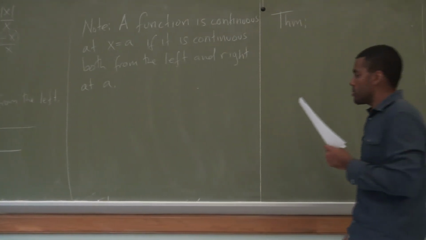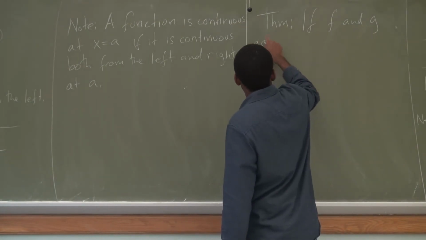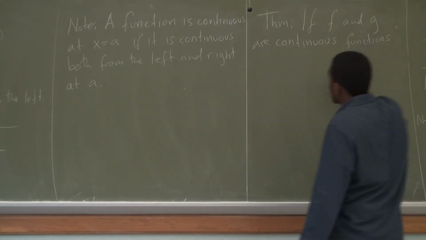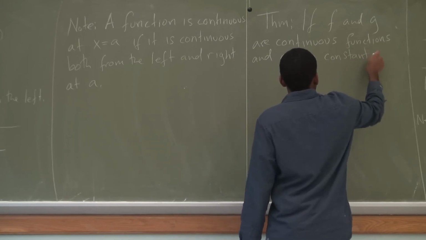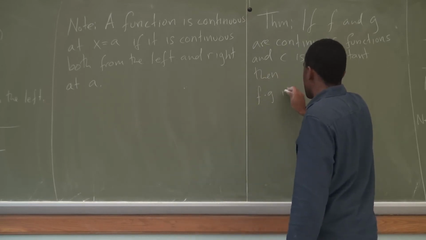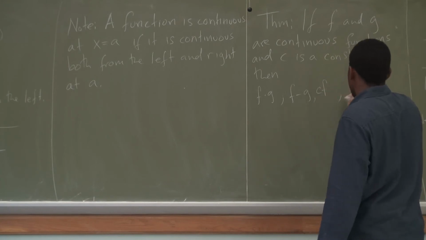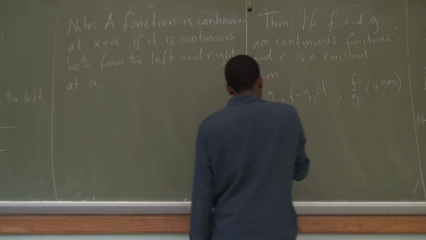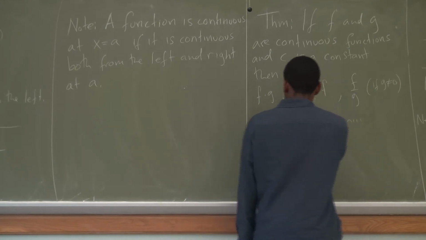It's a theorem: if f and g are continuous functions, then f times g, f minus g, c times f, f over g if g is not equal to 0, are also continuous. Oh, also f of g.